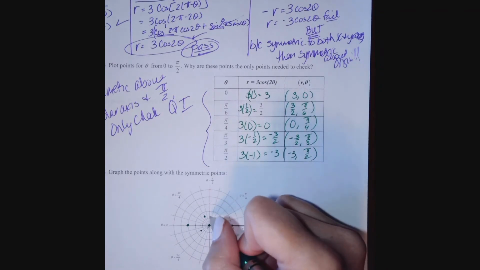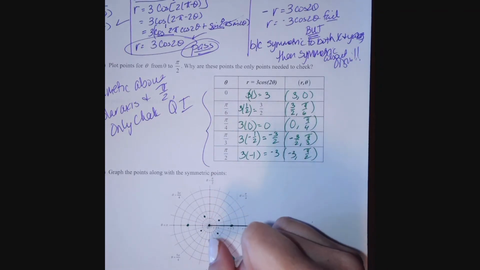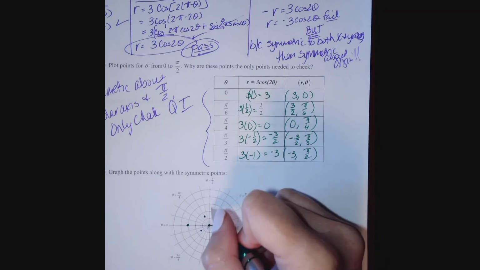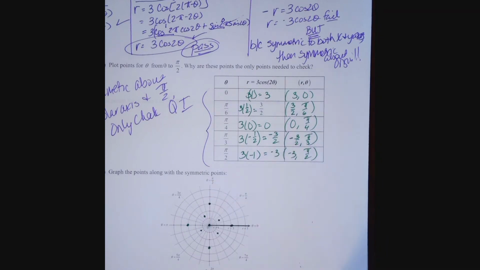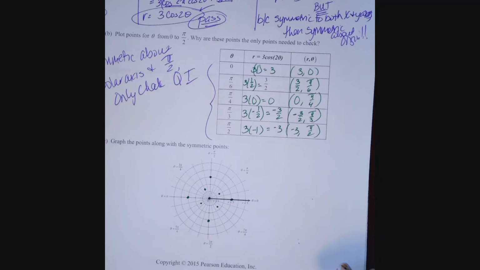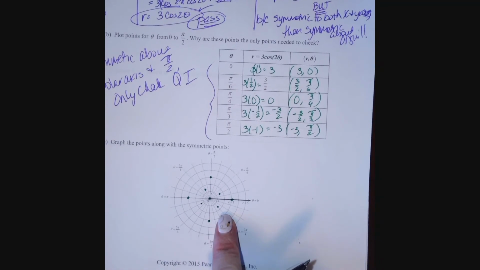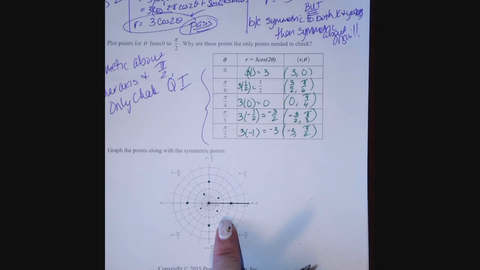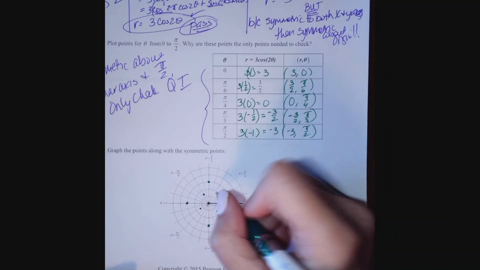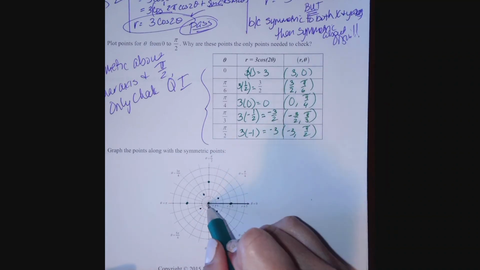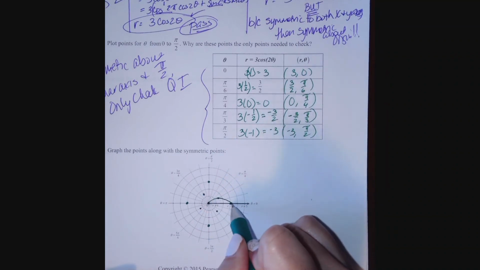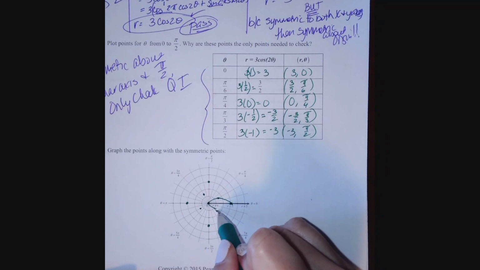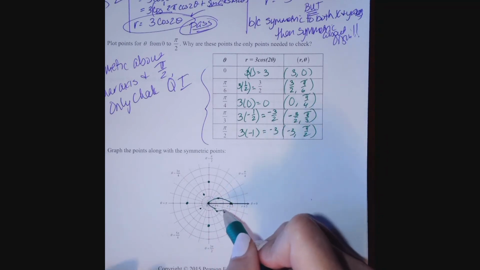So at pi half, we go down to 1, 2, 3, negative 3, but then that reflects back up, 1, 2, 3. And there is the last of our petals. Now, if I'm just looking at these points, I do not know how to connect them, which is why it's very important to know what shape you are going for.